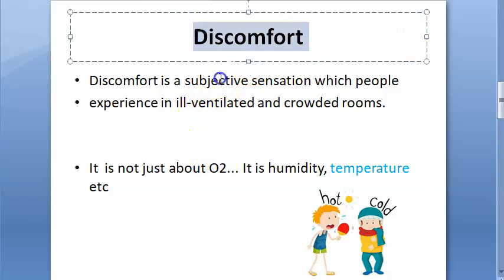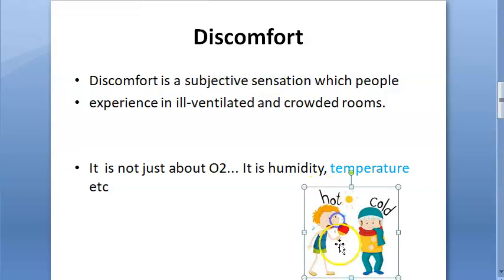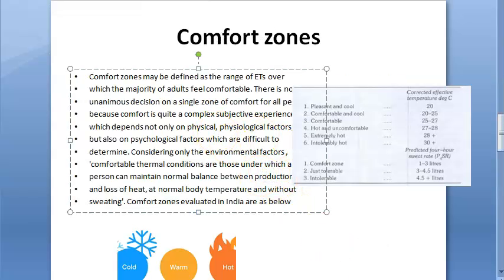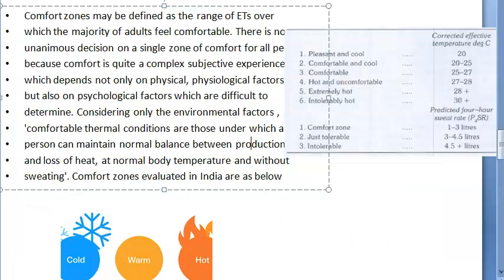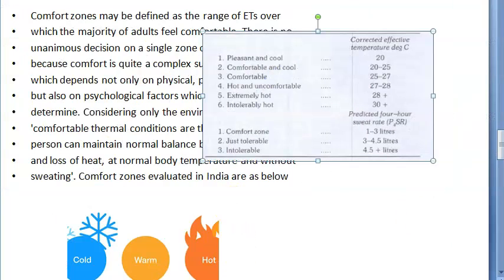What is discomfort? Discomfort is a subjective sensation. Some people will feel hot, some people will feel cold, they feel uncomfortable. That is discomfort. So generally, what is the comfort zone in terms of temperature? If you have 25 to 27 degrees centigrade, it is comfortable, they are saying, just in terms of temperature.